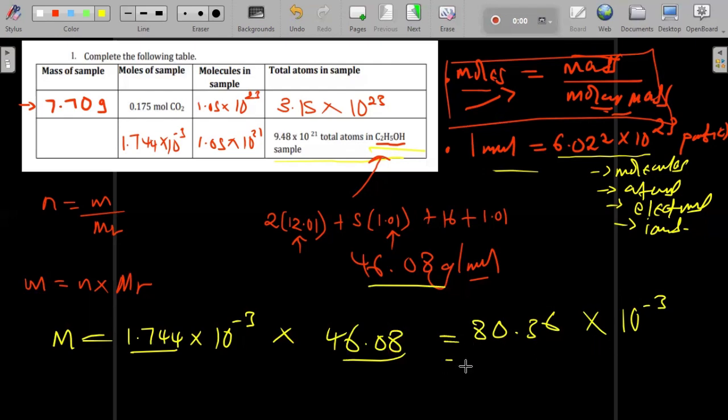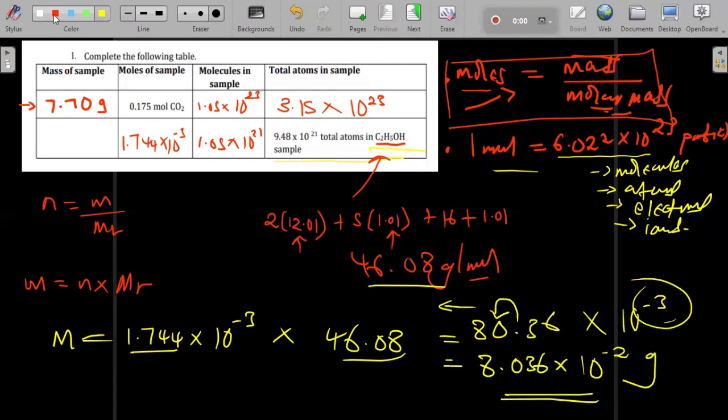But we have to express this in scientific notation. So we move the decimal point one step to the left. If you move one step to the left, it means you add one to the power, so that will be 8.036 multiplied by 10 to the power minus 2. That would be grams, so that would be our mass. So you come here on your box for the mass and write 8.036 multiplied by 10 to the power minus 2 grams. All right, any questions there? We are done with question 1.